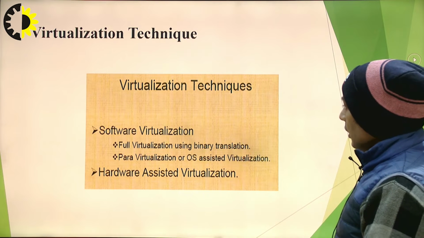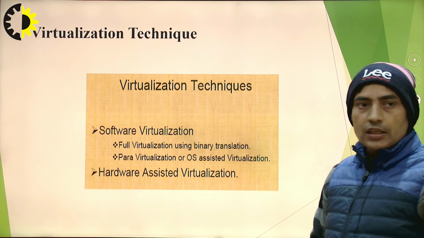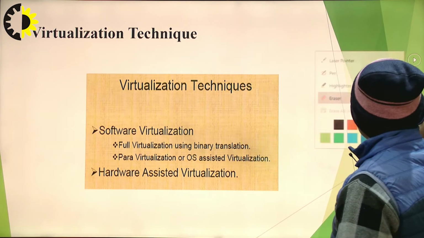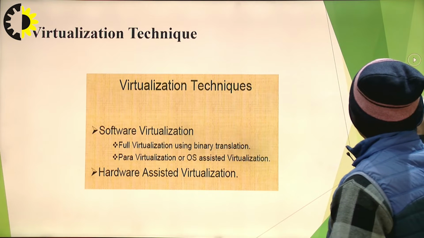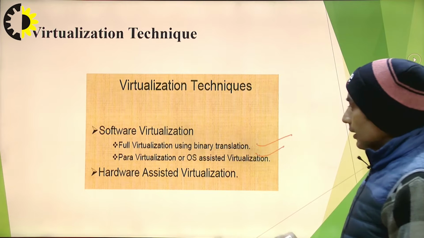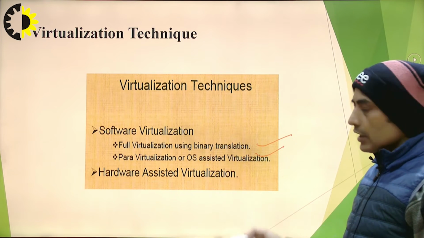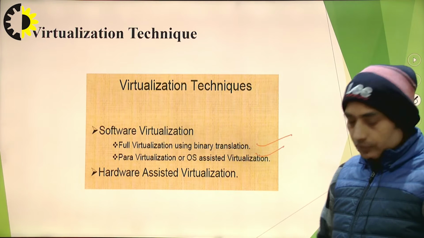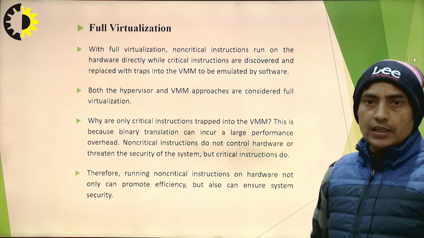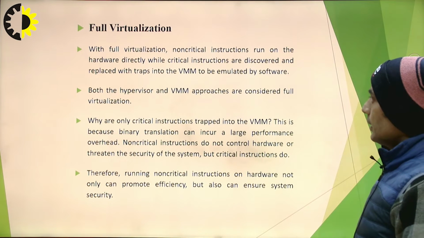In software virtualization there are two types: full virtualization and para virtualization. And then there is hardware assisted virtualization. So let us see the first one, that is full virtualization.